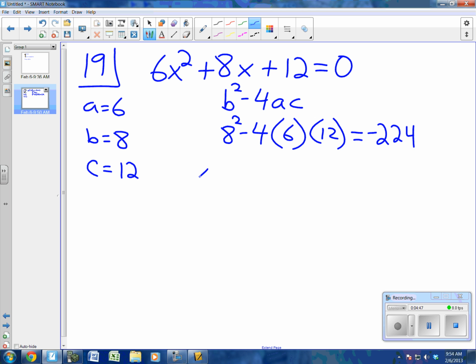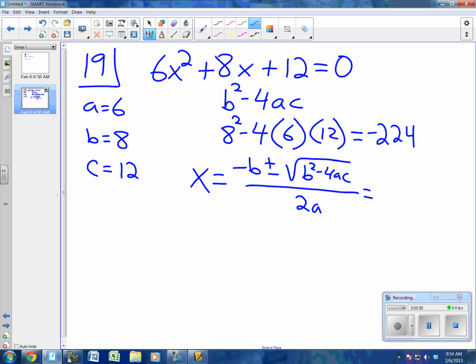Okay, so now we're going to put it in the quadratic formula. Negative b plus or minus the square root of b squared minus 4ac, which is the discriminant, over 2a. Well, D, do you remember how to do this? What's negative b? Negative 8 plus or minus the square root of negative 224. That's right. All over what? Which is 12. Good. Yeah, you remember this, don't you?